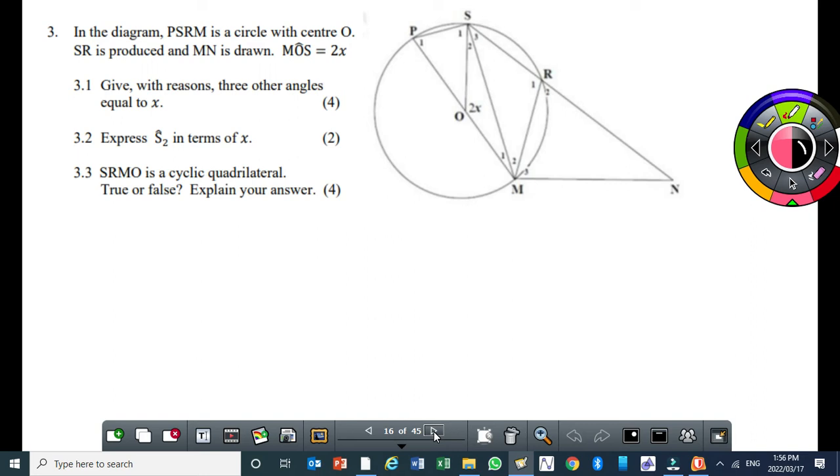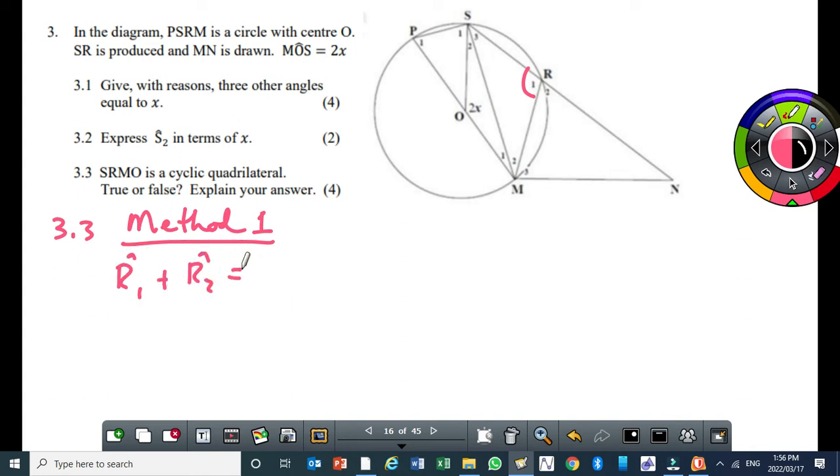Allow me to show you both ways. Let me start with the converse of theorem 5. So 3.3, this could be method 1. First, you have to decide which pair of opposite angles you want to prove add up to 180. For this question, it's much better to work with 2x and R1. So I would say R1 plus R2 is equal to 180 degrees. These are angles on a straight line.